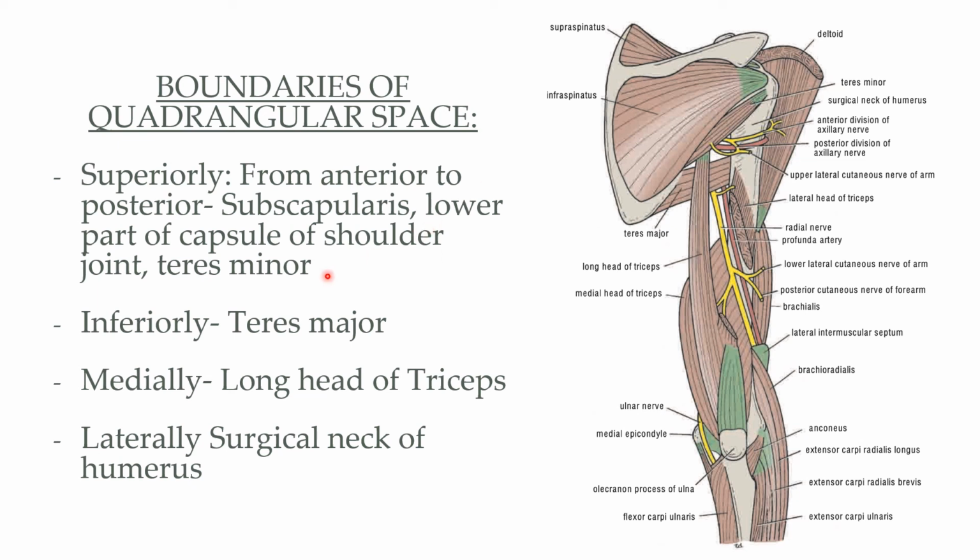So let us summarize the boundaries of the quadrangular space. Quadrangular space is bounded superiorly by subscapularis, capsule of the shoulder joint, and teres minor muscle. Inferiorly, it is bounded by teres major muscle. Medially, it is bounded by the long head of triceps, and laterally, it is bounded by the surgical neck of the humerus. Now, the structures which wind round the posterior surface of the surgical neck of the humerus form the content of quadrangular space, and these structures are the axillary nerve and posterior circumflex humeral vessels.